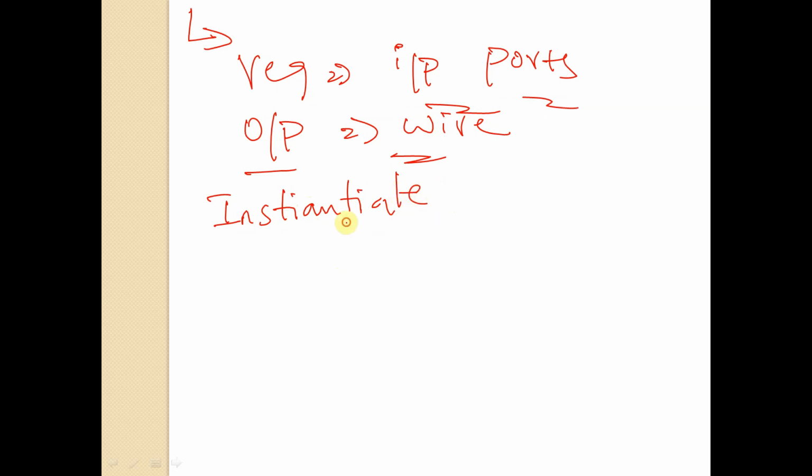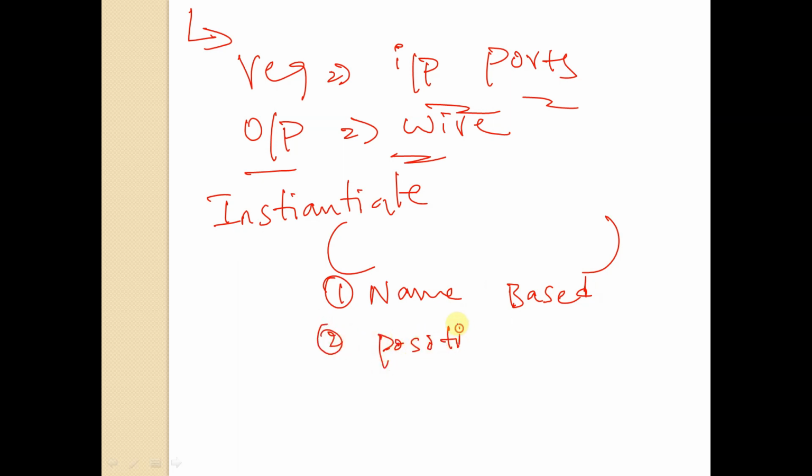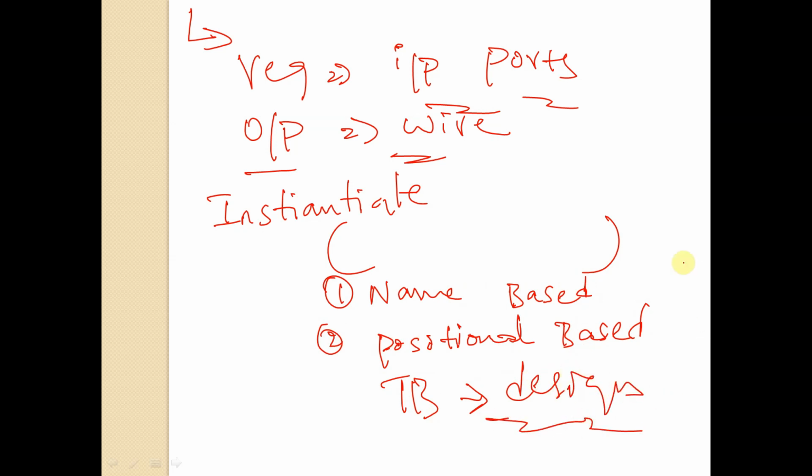So we have already discussed that in instantiation, we have two types of instantiations. One is name based instantiation and another is positional based instantiation. By using either of these techniques, we can instantiate our design in our TB.